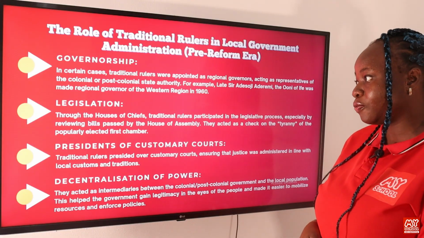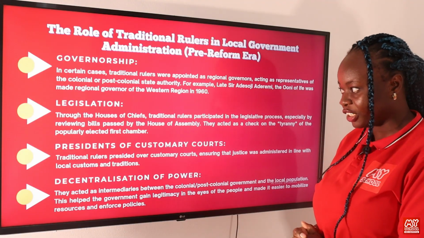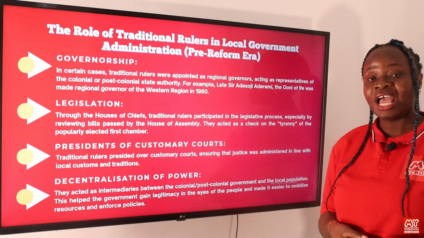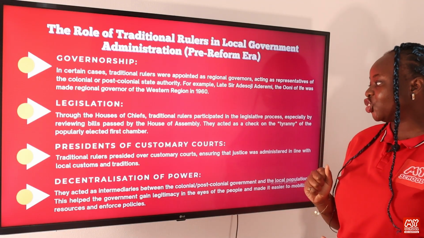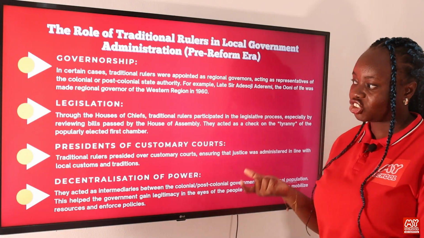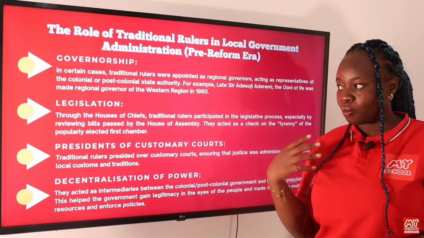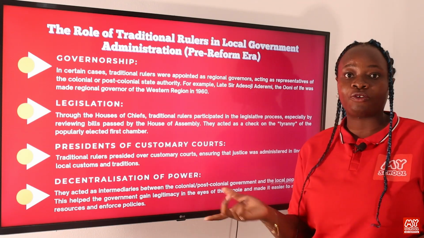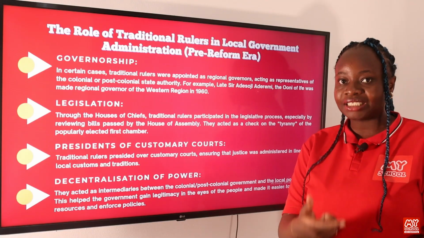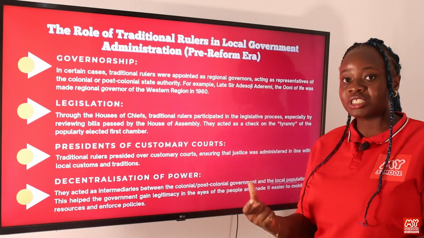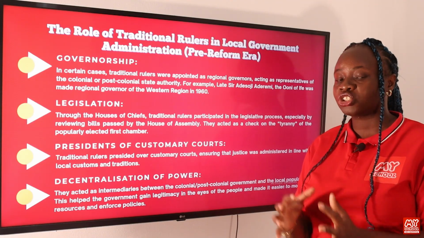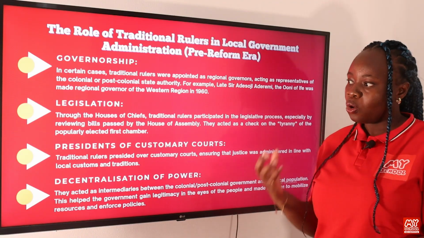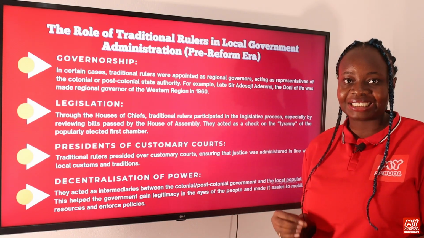Then they were also responsible for legislation. Through the House of Chiefs, traditional rulers participated in the legislative process, especially by reviewing bills passed by the House of Assembly. They acted as a check on the tyranny of the popularly elected first chamber. So the House of Chiefs were mostly populated by traditional rulers, and what they were responsible for was to review bills that have already been passed by the House of Assembly, the elected officials. So they reviewed it to ensure that it followed the customs and traditions of the people within that region. So in that sense, they were acting as a check on the activities of these elected members of the first chamber.